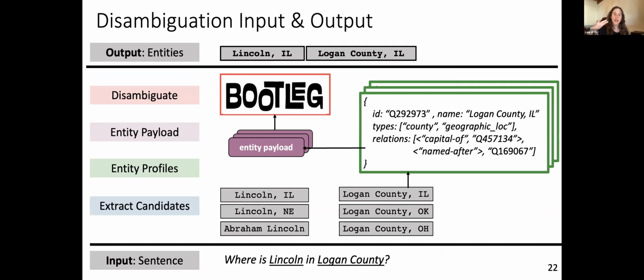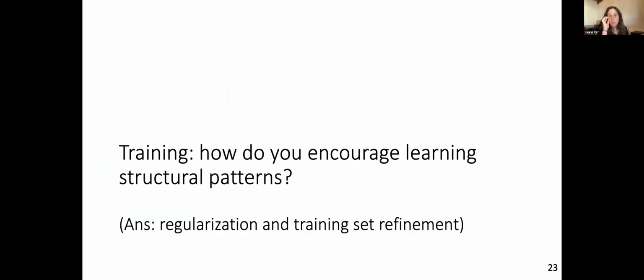Okay, so this is sort of the input output, our payloads and our neural model. And now I'm going to talk a little bit about how we do a couple of fancy training tricks and how we actually train our model. There are two pieces to this. One is a fancy regularization trick, and another is our training data and how we can encourage the model to learn these signals using a technique we're calling training set refinement.